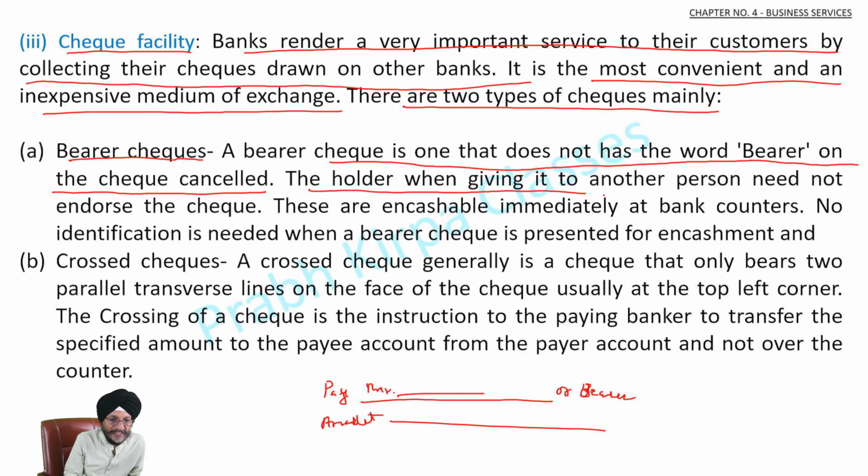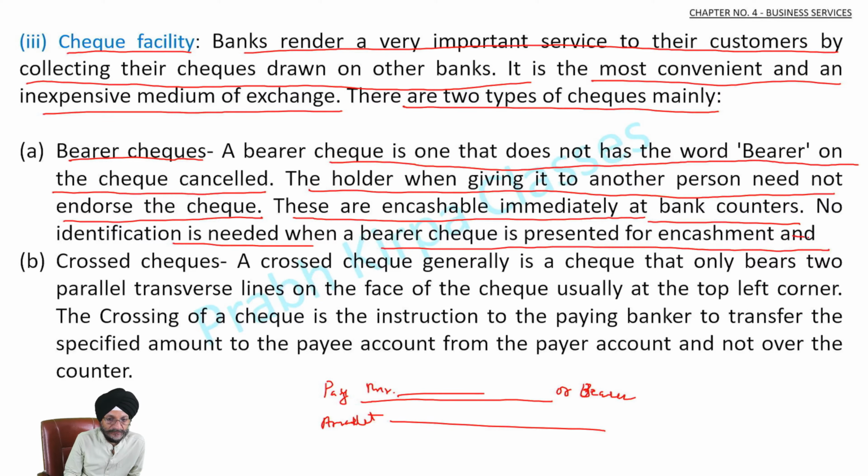The holder, when giving it to another person, need not endorse the check. This type of check is encashable immediately at the bank counter. No identification is needed when a bearer check is presented for encashment. That is, it means that you may have drawn the check in the name of say Mrs. Anita, and you have not cancelled bearer.